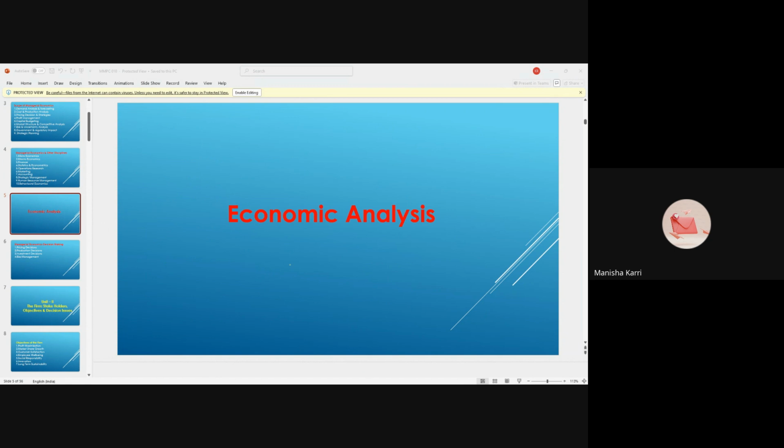The main goal of economic analysis is to inform decision making by providing insights into how economic systems function, how policies impact economic performance, and how resources can be optimally allocated.